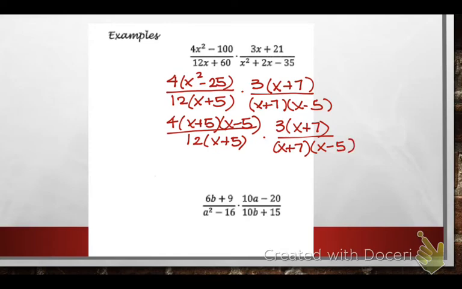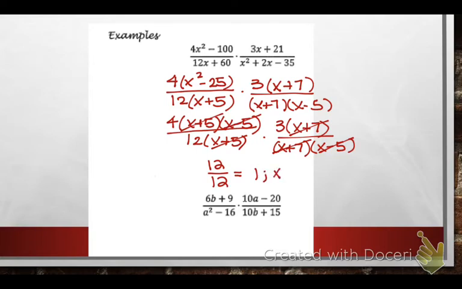And then we're going to look at what will cancel top and bottom. Because when we're multiplying, that means that it all gets put together. So we can still write it as two separate fractions, and we can cancel across the multiplication sign. Anywhere that I have the same expression, I'm going to cancel, and then I multiply what's left. So I have a 4 and a 3 in the numerator, divided by 12 in the denominator, which is actually 1. So that whole expression is going to come down to a 1.